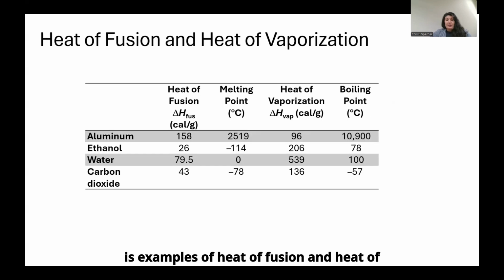These are examples of heat of fusion and heat of vaporization. For aluminum, the heat of fusion is 158 calories per gram, and the heat of vaporization is 96 calories per gram. The ethanol heat of fusion is 26 calories per gram, while the heat of vaporization is 206 calories per gram. And so you can see the delta H of vaporization is a lot higher than that of fusion. Same with water. Water is 79.5 for heat of fusion, and the heat of vaporization is 539 calories per gram.